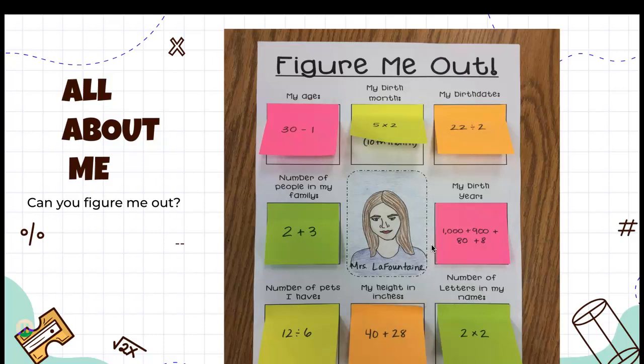There are so many extensions that you can do with this activity. You can do things such as your shoe size, your class number, how many students are in the class. It's just a fun math classroom icebreaker that uses simple math equations.